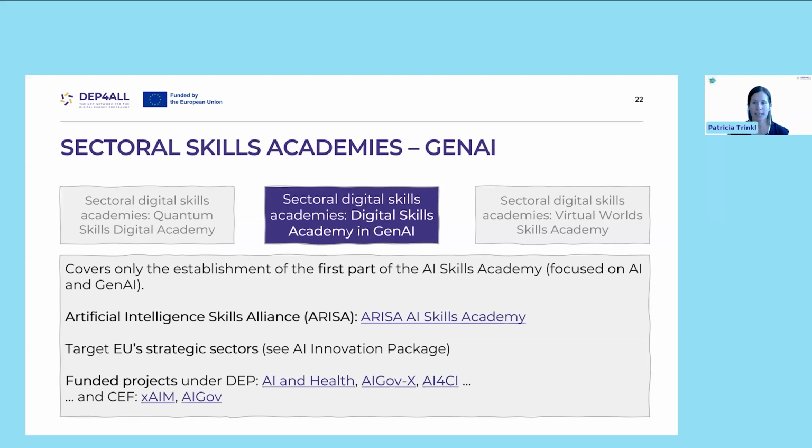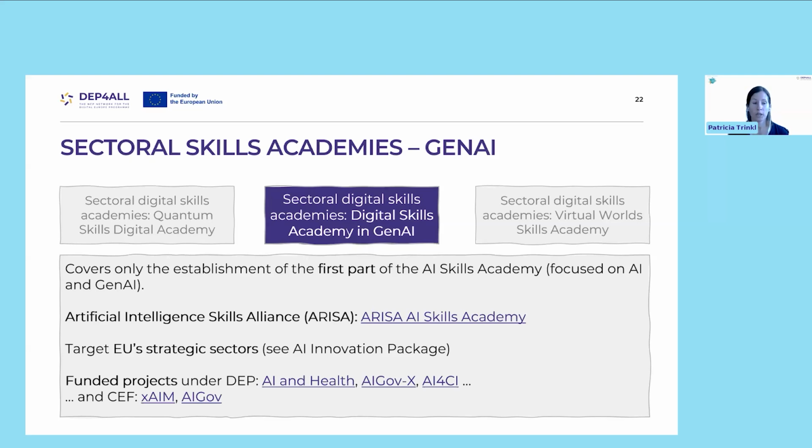On the Gen AI topic, yes, we only target the Gen AI part on the AI Skills Academy. But please keep in mind, there is a collaboration agreement with the Skills Academy for the EU AI Factories needed. As soon as this project is selected and up and running, you will find more information on the annotated grant agreement if you're looking for that. This is also linked in the call topic.